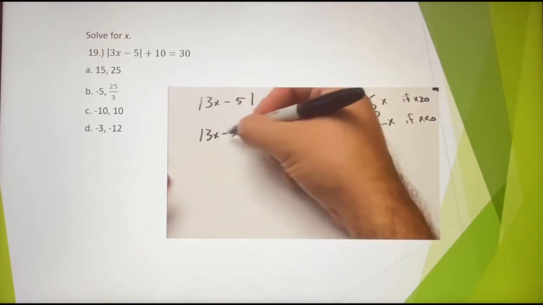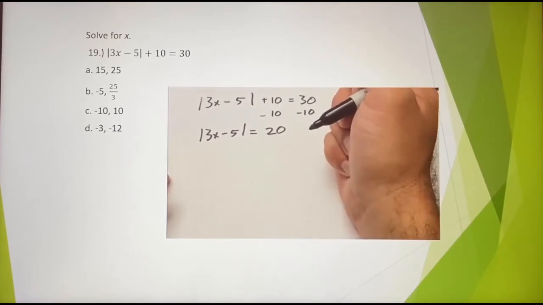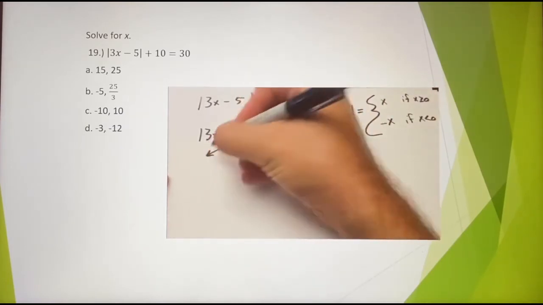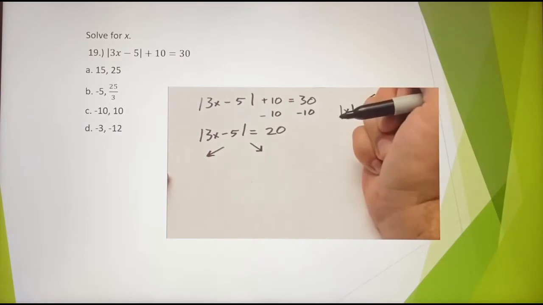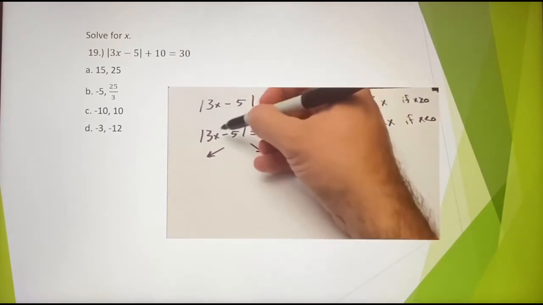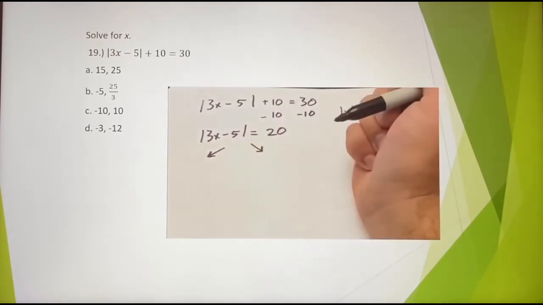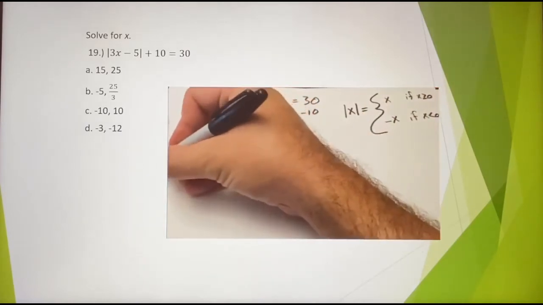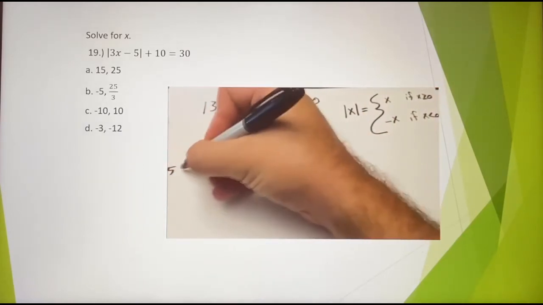Now that we've isolated our absolute value, this is where we're going to set up two equations. So the first one, we're just going to assume whatever's in there is positive, and so that just becomes 3x minus 5 equals 20.